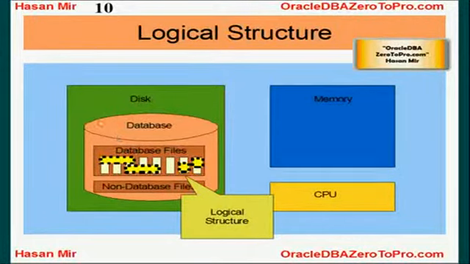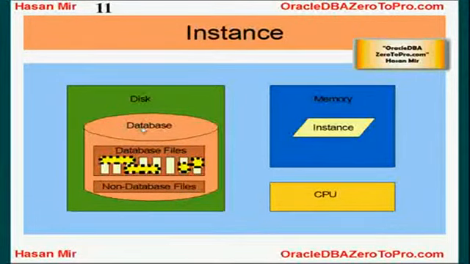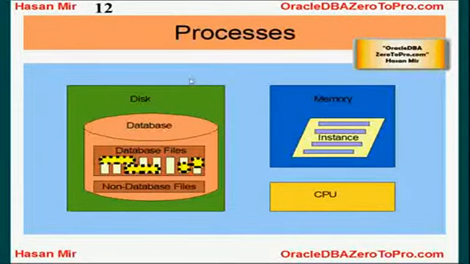Now let's talk about instance. The problem is that most people use the word instance and database interchangeably. They're two different things. Database is simply a collection of files. Instance is programs, the software running in the memory. Now an Oracle instance of course consists of multiple processes. The whole collection is called instance.